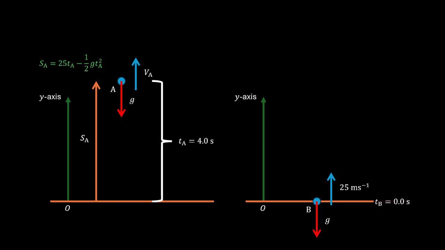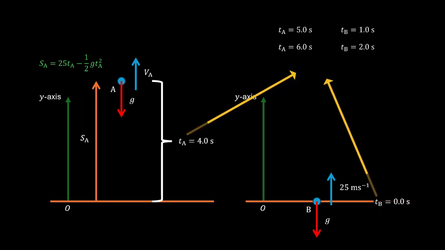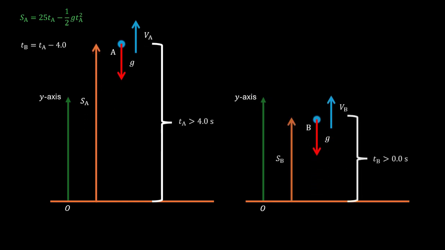For ball B, the time, which we denote as t subscript B, is equal to 0.0 seconds. When t subscript A is 5.0 seconds, t subscript B equals 5.0 minus 4.0, which gives 1.0 second. When t subscript A is 6.0 seconds, t subscript B equals 6.0 minus 4.0, which gives 2.0 seconds. This gives a relationship between t subscript A and t subscript B, which we can write as t subscript B equals t subscript A minus 4.